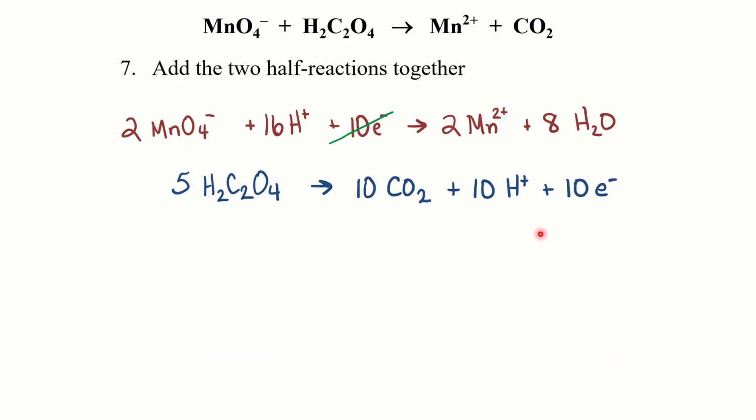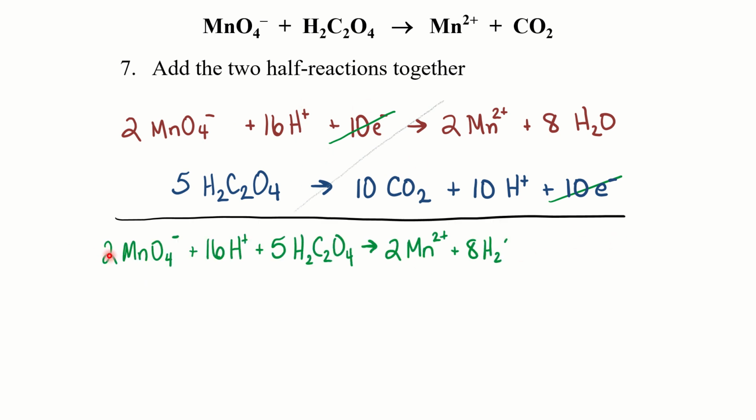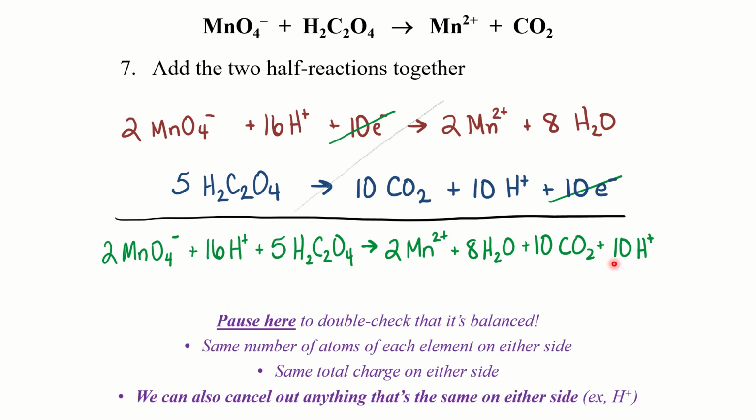Step 7, add the 2 half reactions together. We'll find that the electrons cancel, and it gives us the reaction 2MnO4- plus 16H+ plus 5 H2C2O4 forms 2Mn2+, 8H2O, 10CO2, and 10H+. And then notice here that we actually have some H+ on both sides, so these can cancel out. So these 10 will cancel out with 10 of these. So there should be no H+ on the right side and 6 H+ on the left side.